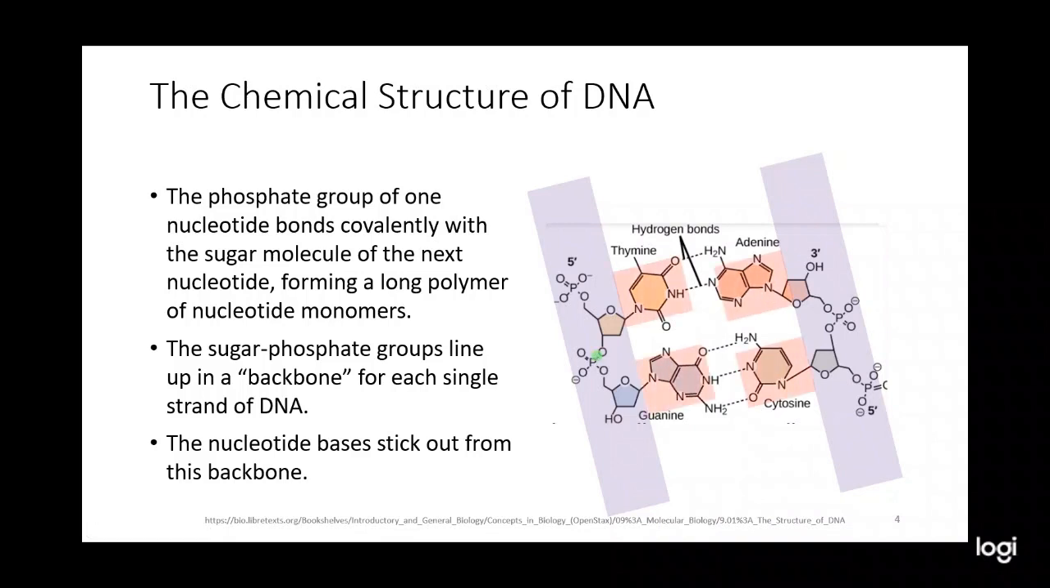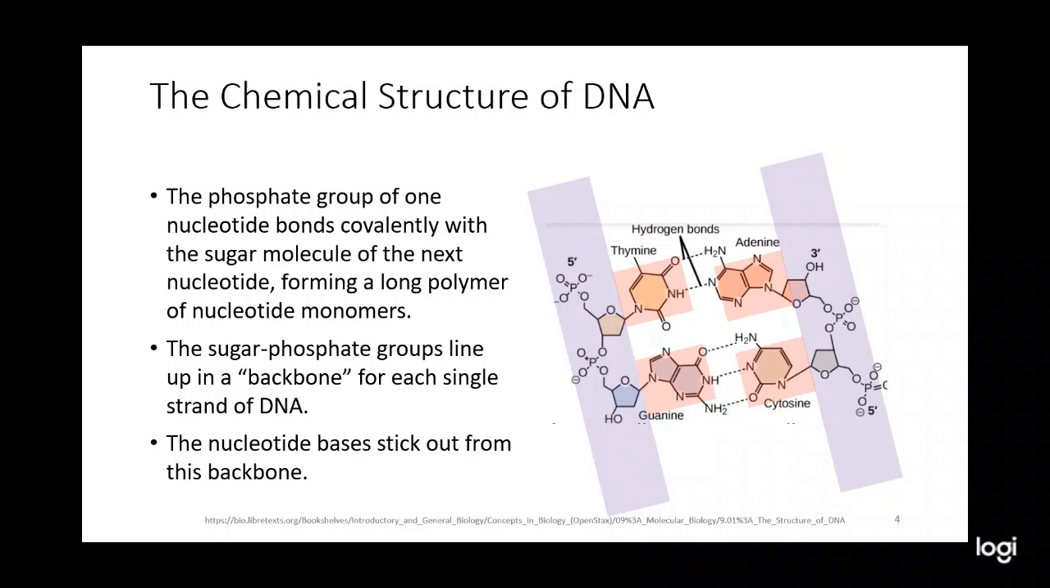DNA consists of two strands, twisted into a right-handed double helix. Within this structure, specific base pairing occurs: adenine and thymine, guanine and cytosine. There are 2 hydrogen bonds between adenine and thymine, and there are 3 hydrogen bonds between cytosine and guanine.